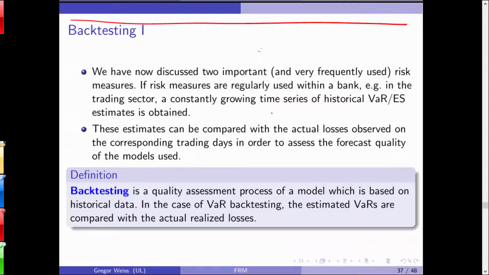Backtesting can be defined as a quality assessment process of a risk model, which is based on historical data. In the case of VaR backtesting, the estimated VaRs are compared with the actual realized losses. I'll show this on another slide, but what you do is you take the realized actual losses, and for each period and each point in time, you compare the actual losses with the estimates of the value at risk. And then, just like with Deutsche Bank, we've seen before, you can try to identify the days or the months or the quarters in which the VaR was exceeded. And then you have VaR exceedances. And if you have too many or too few VaR exceedances, your risk model is no good.